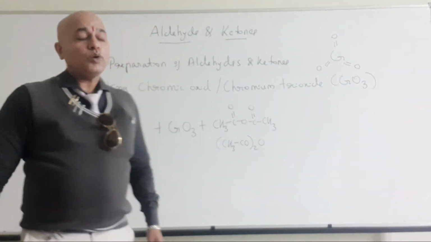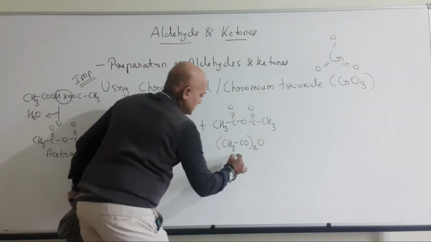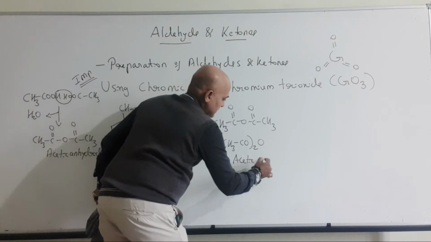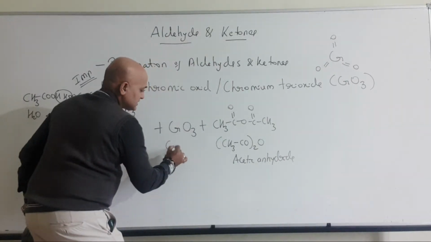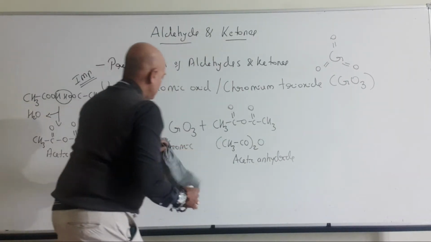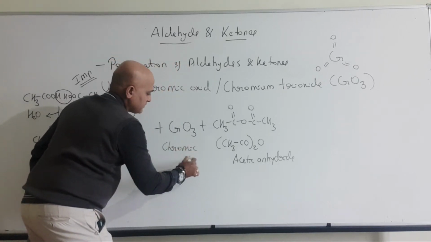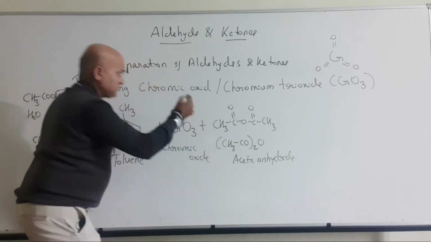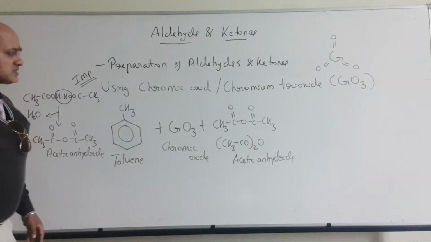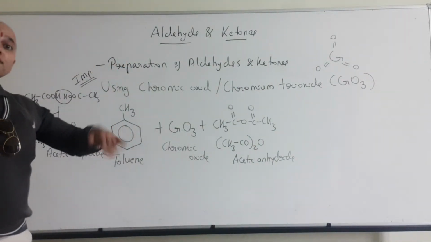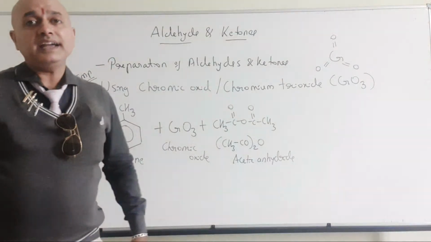CH3CO twice O. So that's how we can write acetic anhydride. So this is acetic anhydride. Okay. So this is chromic oxide or chromium trioxide. Anything is fine. Chromic because chromium is in its highest oxidation state. So chromic oxide, ferric, ferrous, same way. So chromic oxide, acetic anhydride.